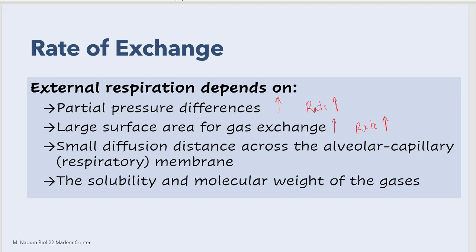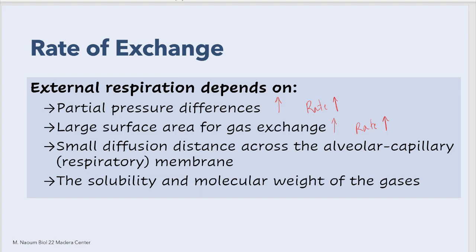So those two can go hand in hand when it comes to rate of exchange, and carbon dioxide will diffuse much more quickly. So if there's any condition here that will impact the rate of diffusion, then oxygen insufficiency will be reached much more quickly than buildup of CO2.